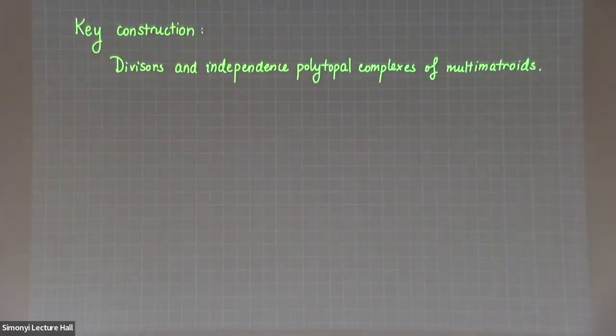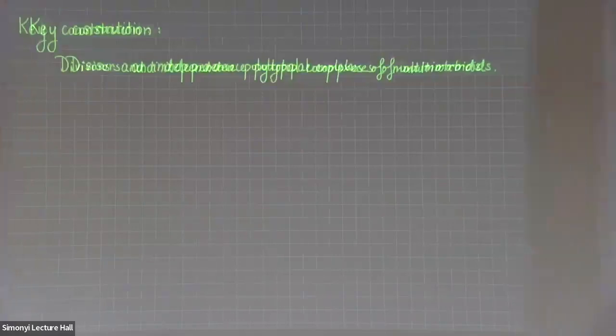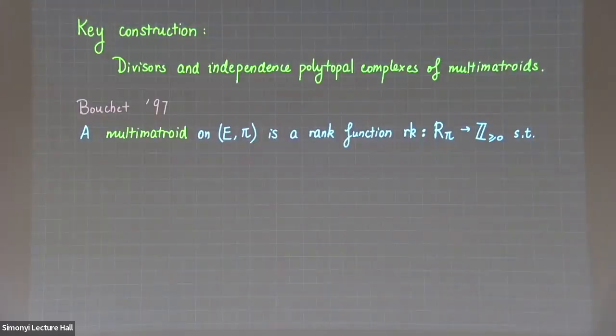Okay, so how multimatroid came to play in this computation is that we constructed divisors associated to multimatroids and independent polytopal complexes of multimatroids. Then these intersection numbers turn out to be computed by volumes of these independent polytopal complexes. So let me say a word about what multimatroids are. These are objects invented by Bouchet in the 90s.